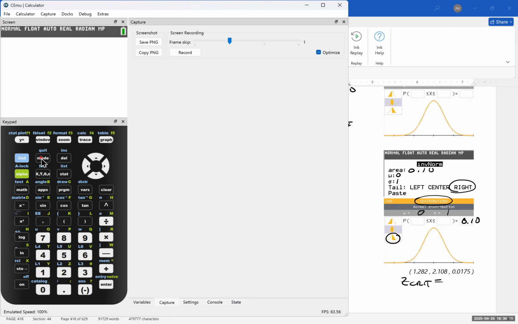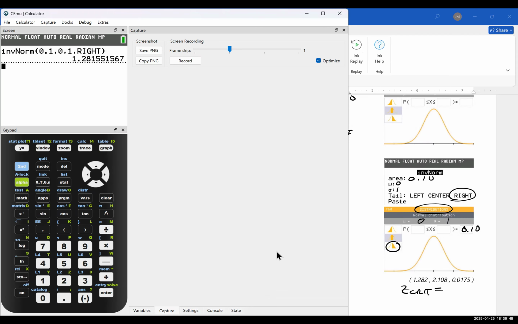So let's quit out of this and go to the distribution functions. We'll do inverse norm. We have an area of 0.1, mean of 0, standard deviation of 1, and we'll do it to the right. Then we'll hit paste and enter. And we get 1.282. I'm rounding at the third decimal place.